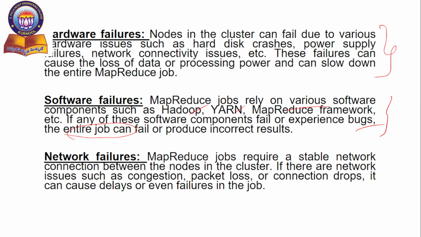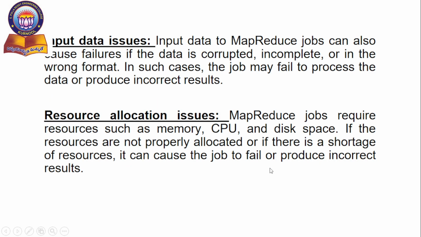And the next one is network failure. MapReduce jobs require a stable network connection between the nodes in the cluster. In the MapReduce phase, the data will be transferred from one node to another node in the cluster, based on the data that has been stored in the system. In this scenario, if any network issues occur, such as congestion, packet loss, or connection drops, it can cause delay of data transfer between the nodes in the cluster, and sometimes it may even cause failure of the job in the system. So this is one kind of failure called network failure.